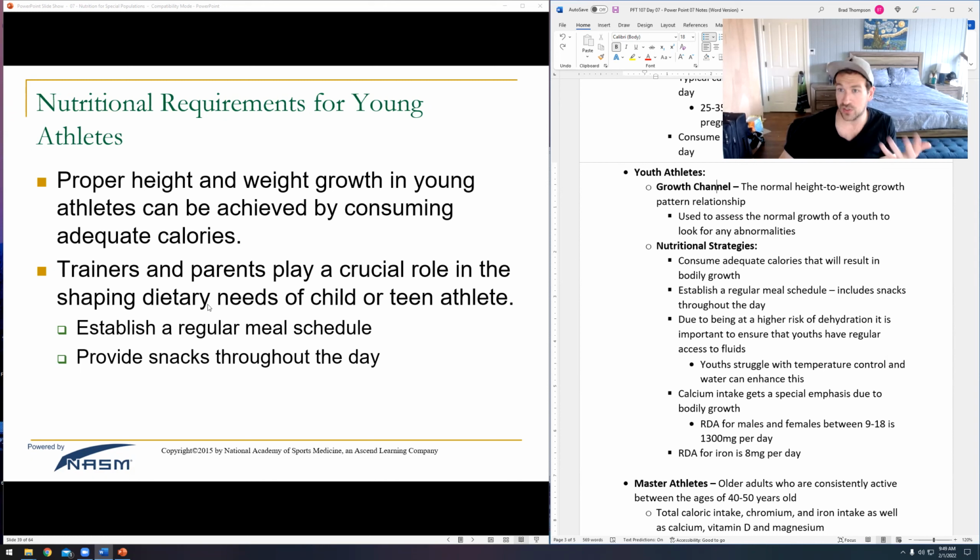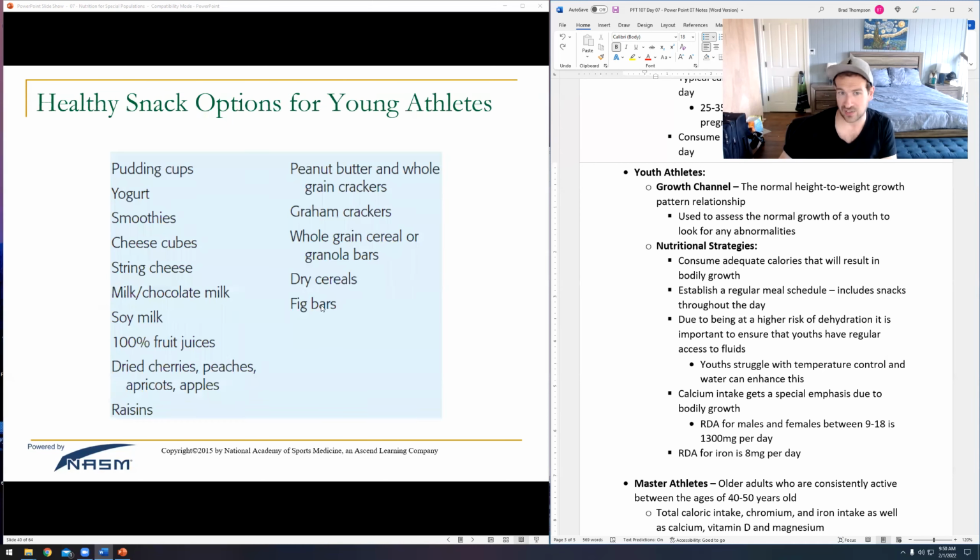So trainers, we do play a big role here. Parents obviously play a big role in shaping this, where we are trying to make sure they're on a regular meal schedule, getting plenty of proteins and calciums, lots of snacks throughout the day, and then being physically active, right?